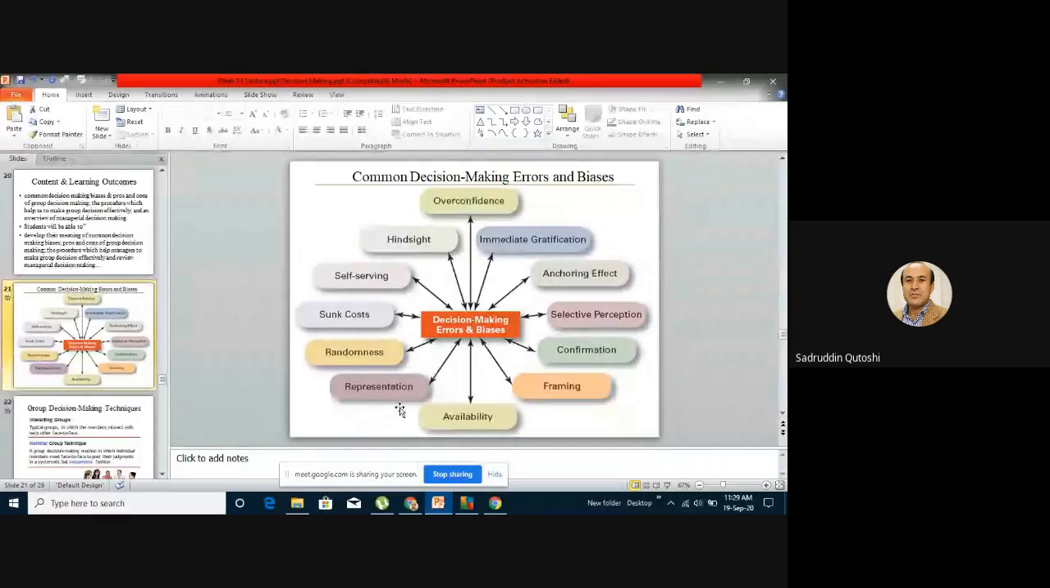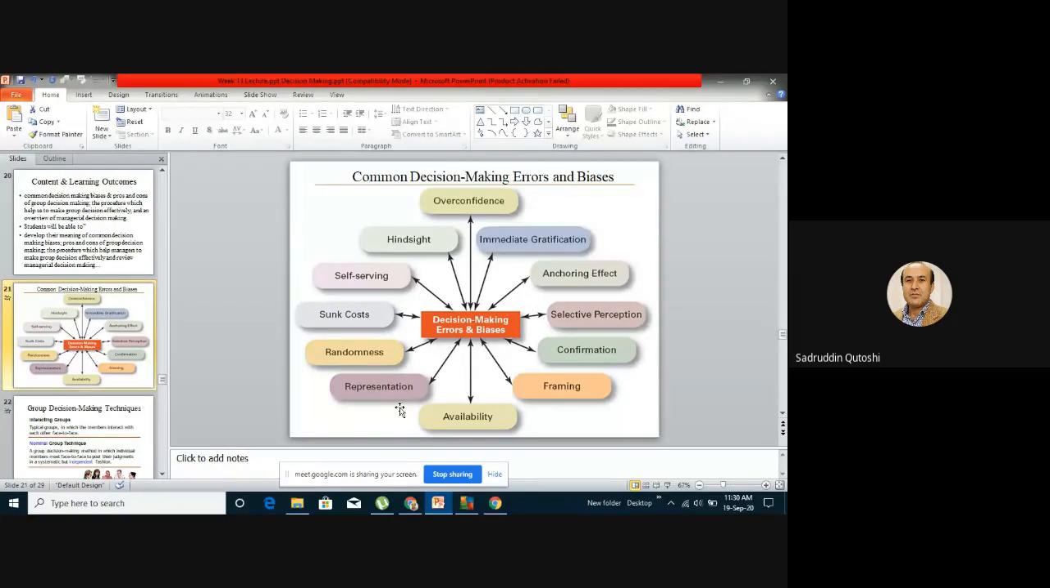Self-serving. If you as a manager focus on a decision that is beneficial at the individual level, that is a kind of self-serving, and that is a cognitive error, a cognitive bias.